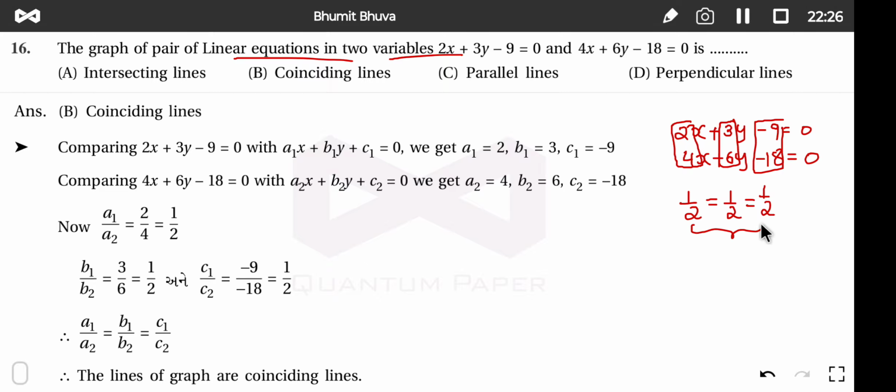That means which solution is it? Infinite solution. And the graph of infinite solution is what? The coincident line. So the answer is B. Move to the next one.